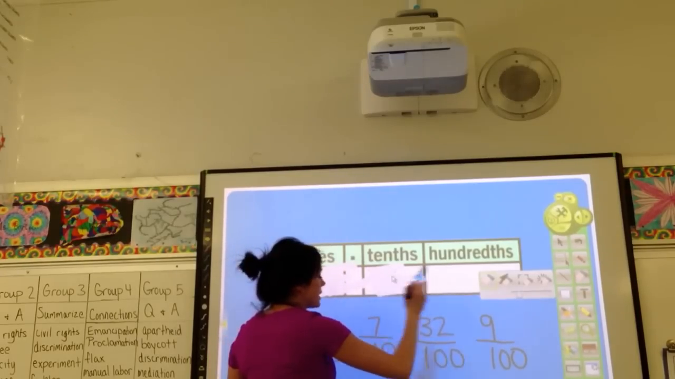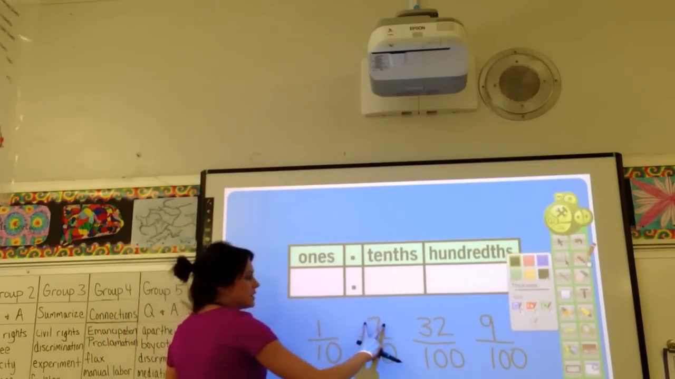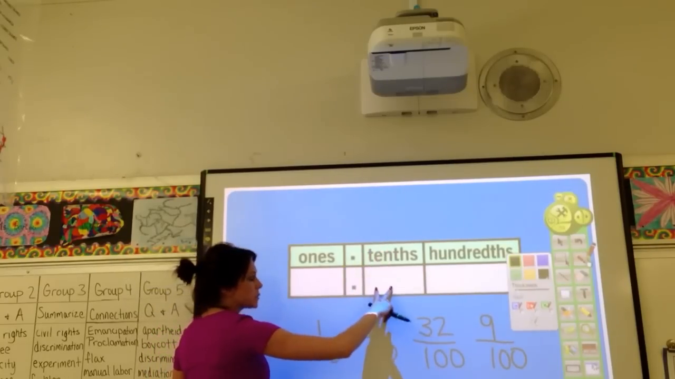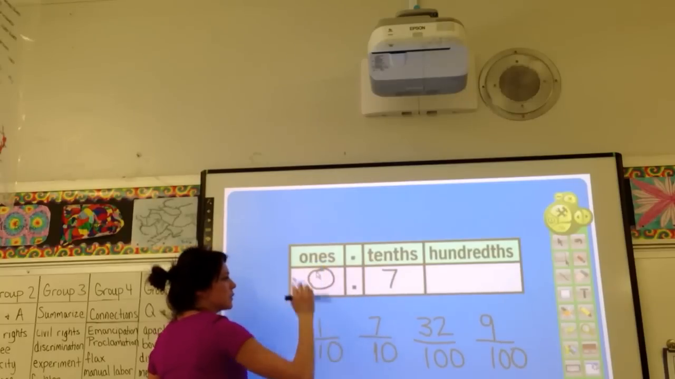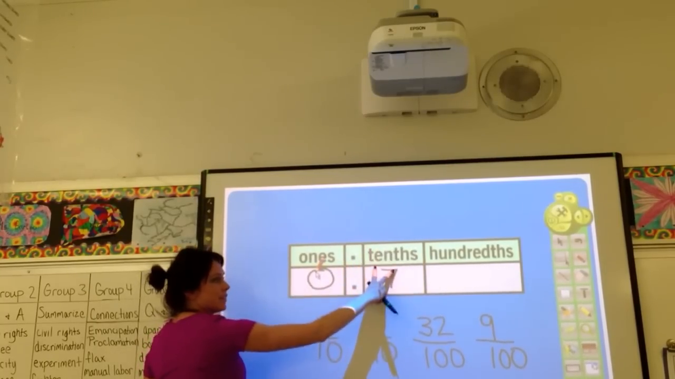The next problem is 7/10, the next fraction. So again, 7 in the tenths place. Here's my tenths place, so I put a 7 there, and I put a 0 in front of the decimal. 0.7 is 7/10.